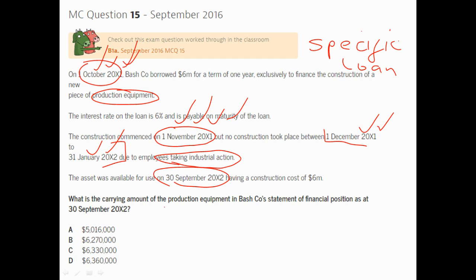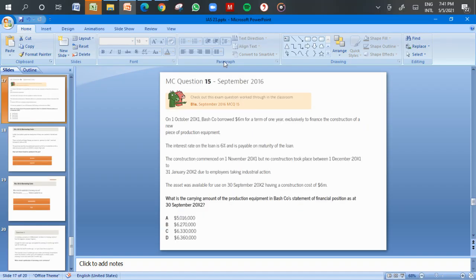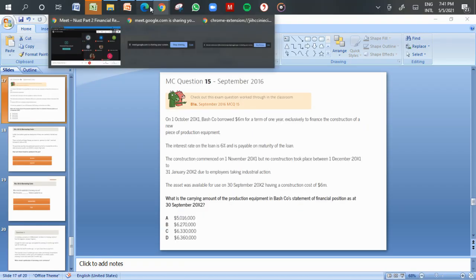So let's calculate this. So what we are going to do is we are going to say, okay, at the construction, let me look for somewhere nice to write.